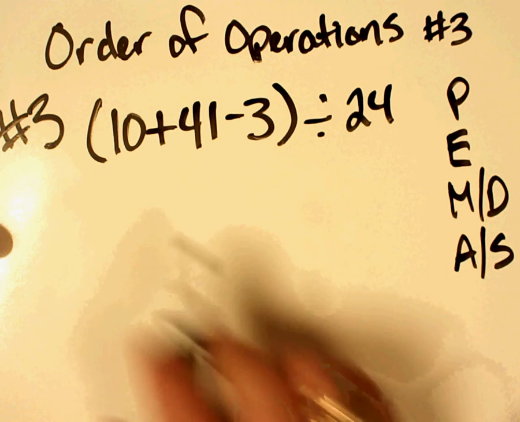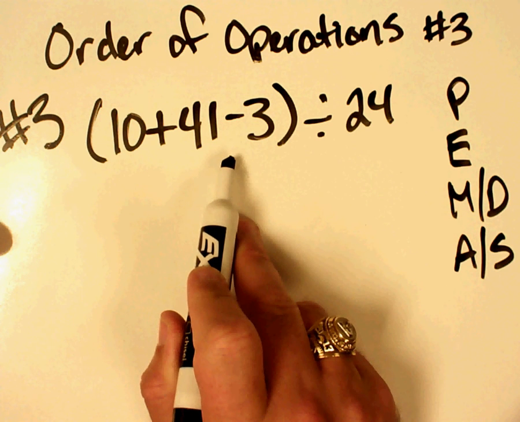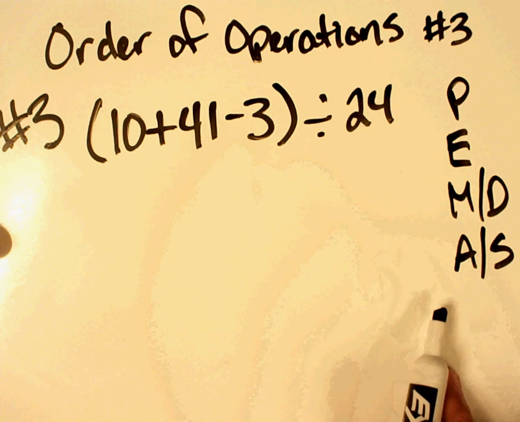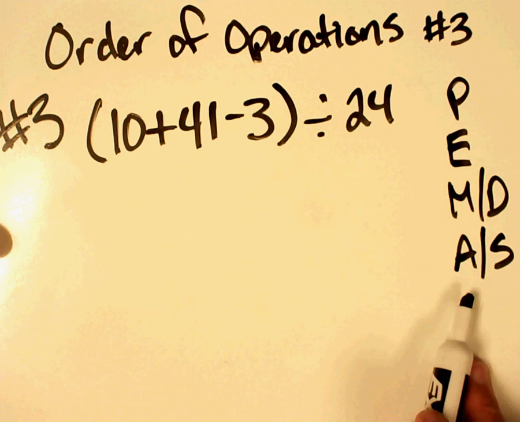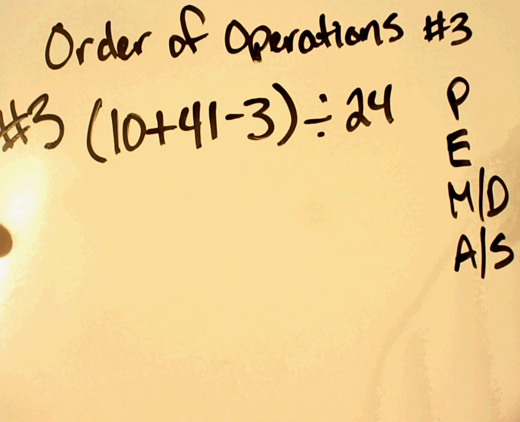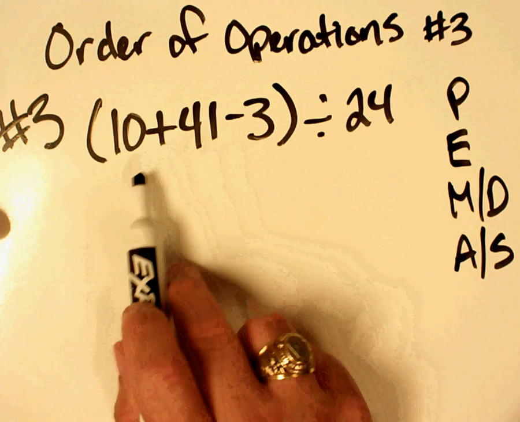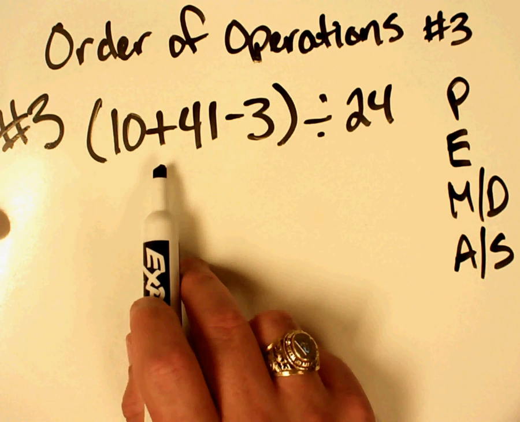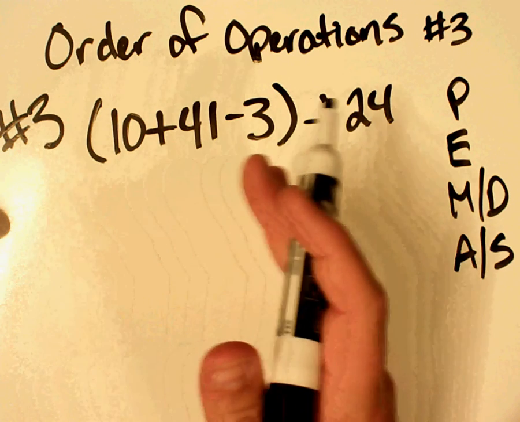Now, because I have multiple operations inside my parentheses, I need to think about which operation to do first. So I'm going to look at my PEMDAS. I've got addition and subtraction inside my parentheses. Now remember, the reason we write PEMDAS this way is to remind us that our addition and our subtraction, one does not necessarily come before the other. Same with multiplication and division. So if I'm left with the decision where I've got addition versus subtraction, I don't necessarily choose the addition first. I choose whichever one is furthest to the left, and then I'm going to work my way to the right.